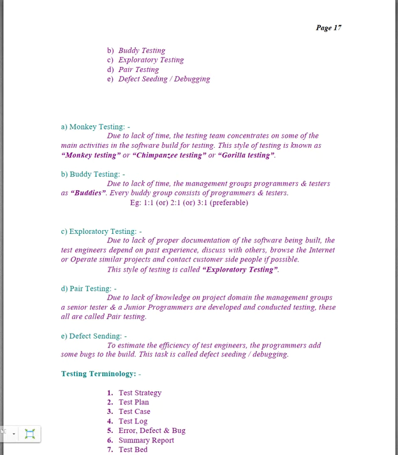And in buddy testing, the management groups, programmers and testers are paired as buddies, and every buddy group consists of a programmer and a tester. Then we have the exploratory testing.